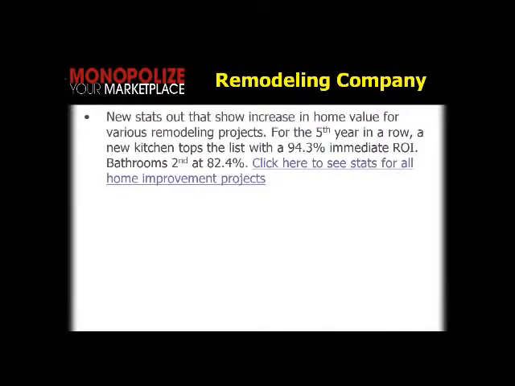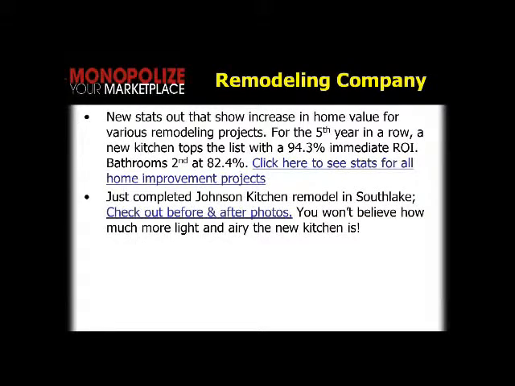For a remodeling company: new stats out show increase in home value for various remodeling projects. For the fifth year in a row, a new kitchen tops the list. Click here to see stats for all home improvement projects. Just completed the Johnson kitchen in Southlake. Check out before and after photos. You won't believe how much more light and airy the new kitchen is.